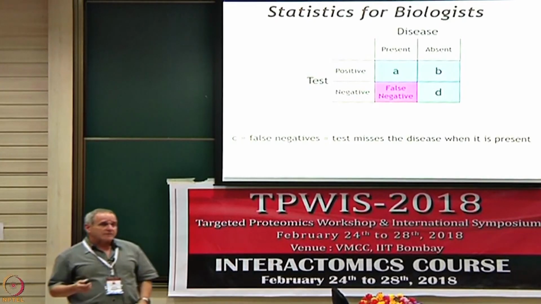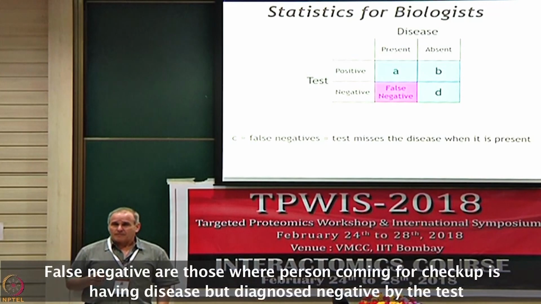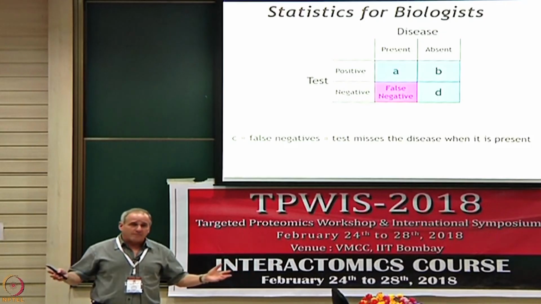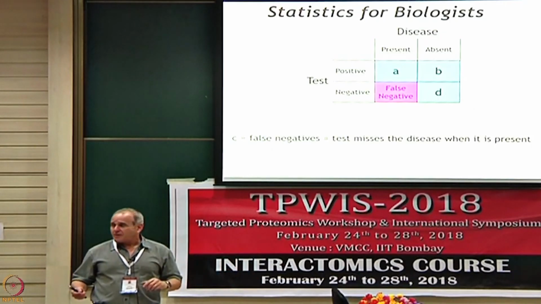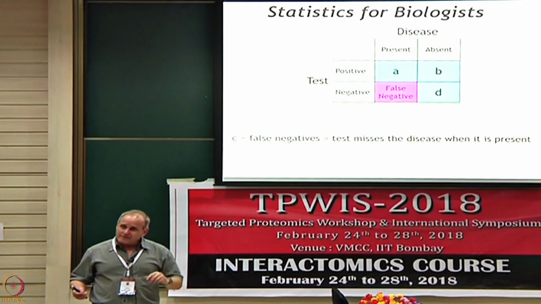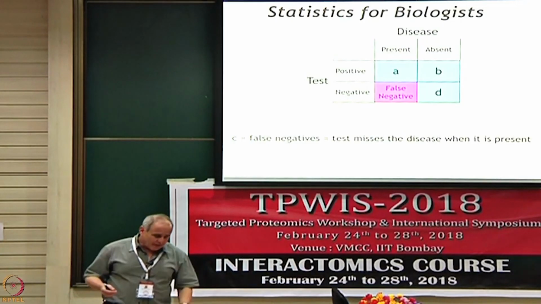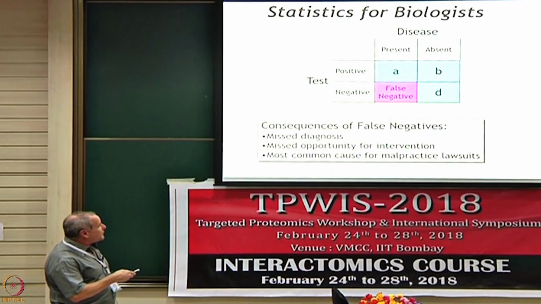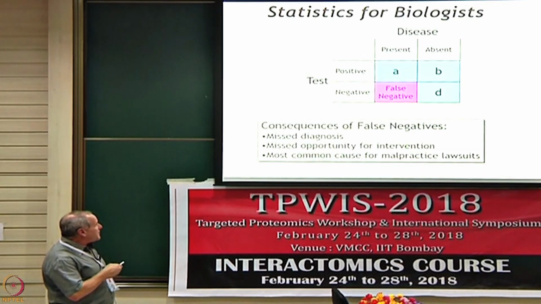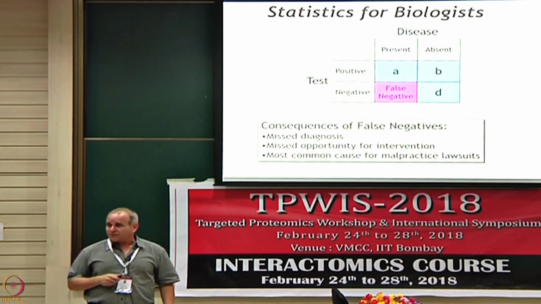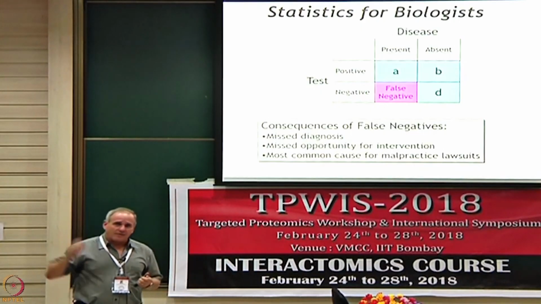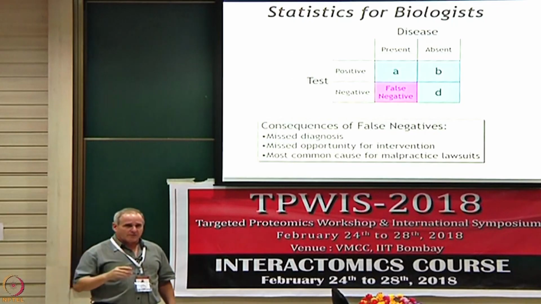So what's the consequence of a false negative? Right, you miss the disease. The patient is ill. You told them, you know what, you're perfectly healthy. Go about your life. Don't worry about it. And then 6 months later, they have the disease. Right. So this is the misdiagnosis. It's a missed opportunity for intervention. It is by far the most common cause for malpractice lawsuits in the U.S. The missed diagnosis of cancer is the biggest cause of huge lawsuits in the U.S.